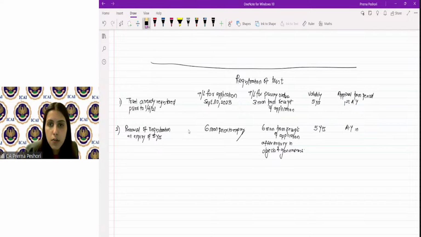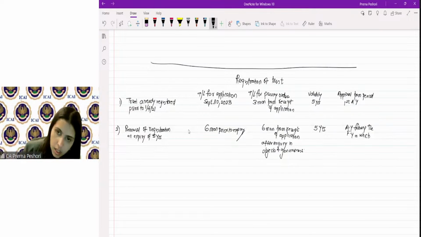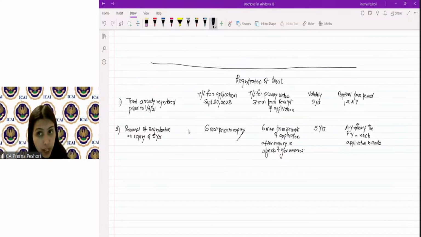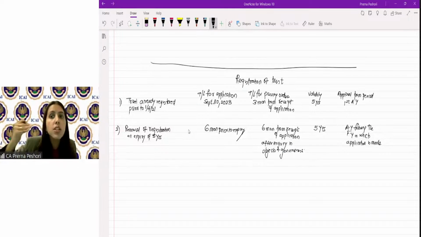So here from the AY following the financial year in which the application is made. AY following the financial year in which application is made. Okay. So it will be available from the AY following the financial year in which the application is made. So it will be given to you for the particular year itself from when you are renewing.